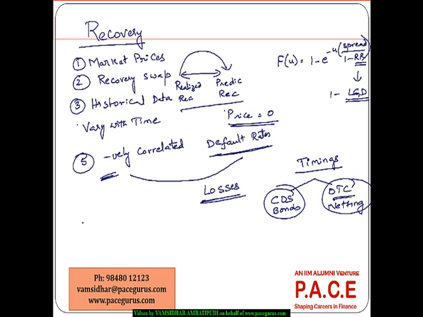Now that is where we talk about two different kinds of recoveries. One, we bring in a settled recovery versus an actual recovery. Settled is how much should be or could be recovered by selling a bond that has defaulted. But how much is actually recovered is what is the actual recovery.